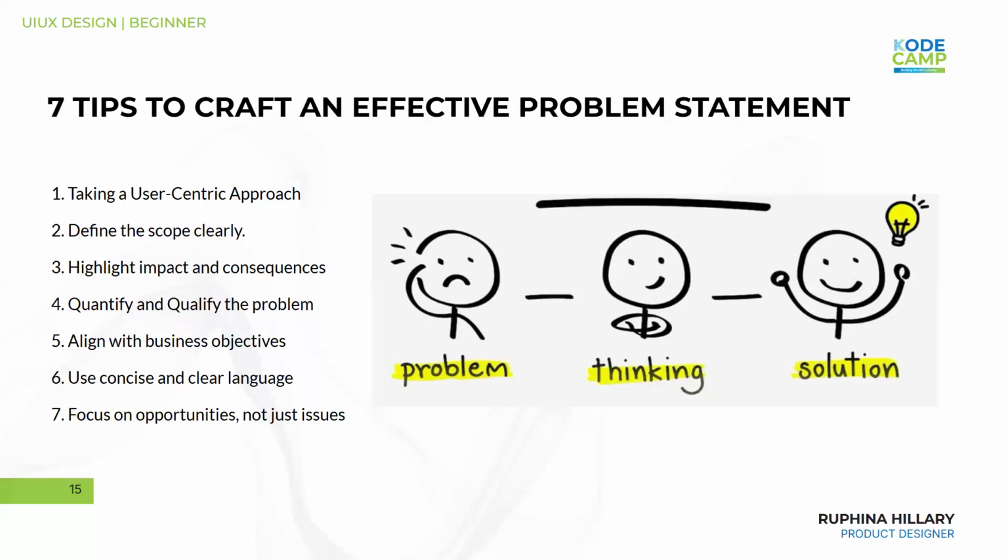So we should always craft a problem statement that aligns with business objectives, or rather it helps us align our design process with business objectives because we are using it as a means of communication with our team and the stakeholders. So another tip is to use concise and clear language. If I read your problem statement and I'm not going headfirst into ideation, if it doesn't usher me into ideation, it's not clear and concise enough.